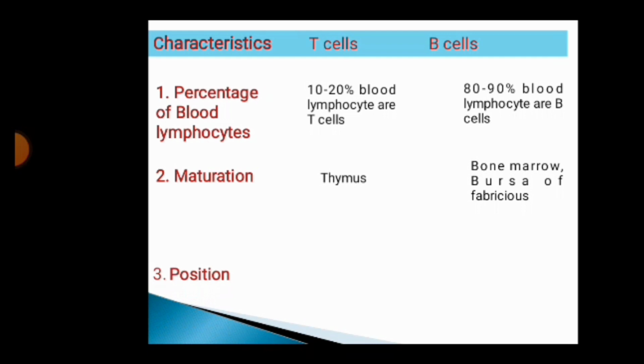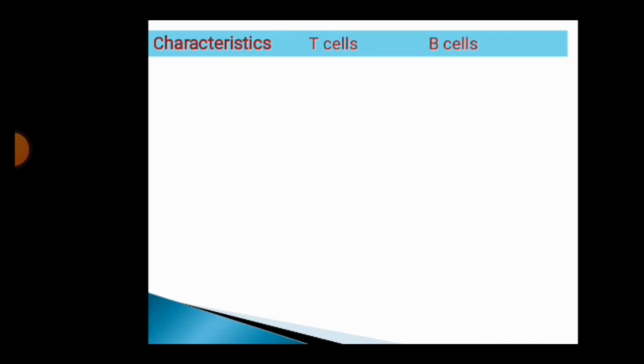Number 3 is the position. T cells reside outside the lymph node, whereas B cells are inside the lymph node. Number 4 is often known as. T cells are often known as T lymphocytes and B cells are often known as B lymphocytes. As we have already discussed, both T cells and B cells are lymphocytes. These T cells are known as T lymphocytes, whereas B cells are known as B lymphocytes.